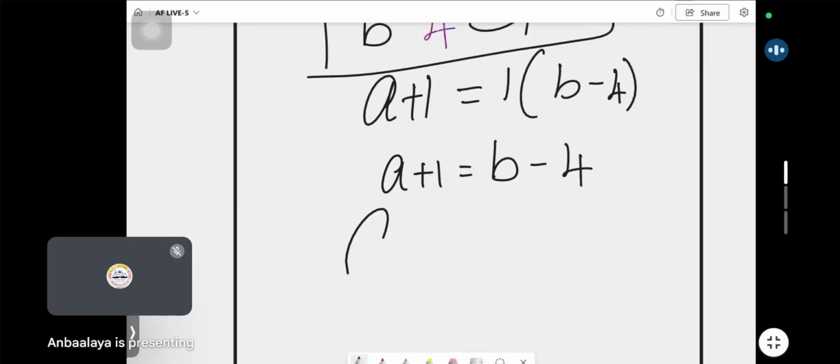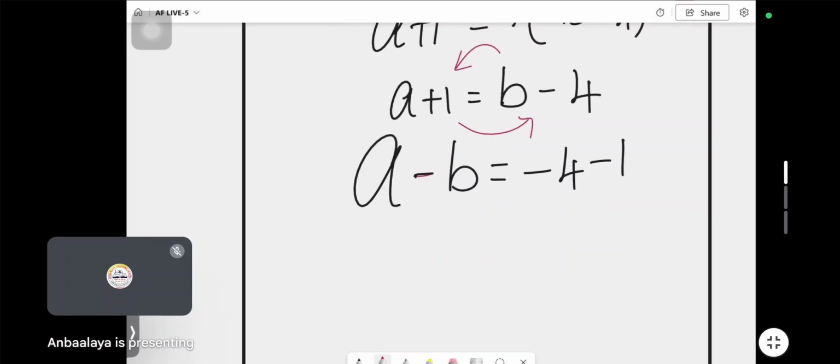Now, keeping variables on one side, a plus b minus 4 coming this side, what happens? Minus b. A minus b is equal to minus 4 minus 1. Very good, Umesh. A minus b is equal to minus 4 minus 1, so a minus b is equal to minus 5.